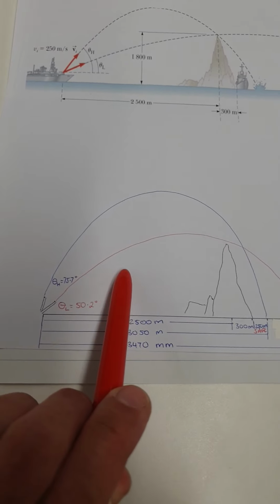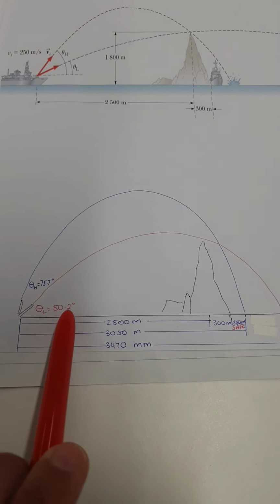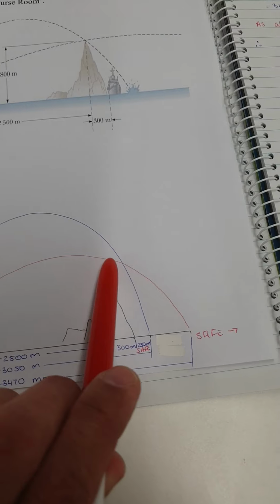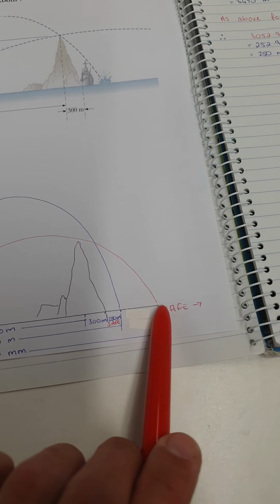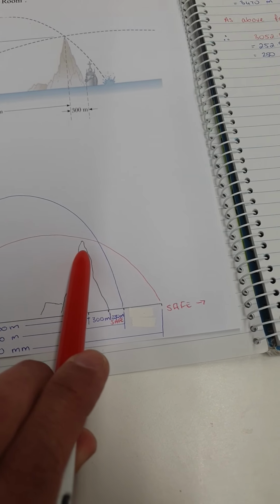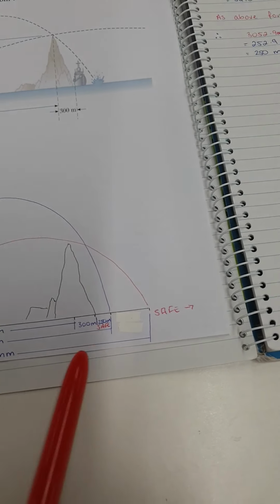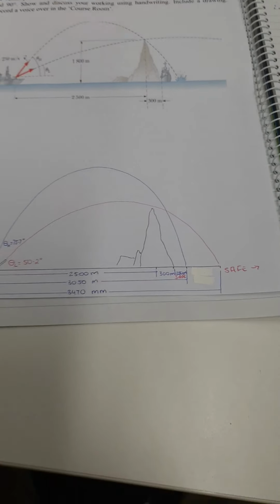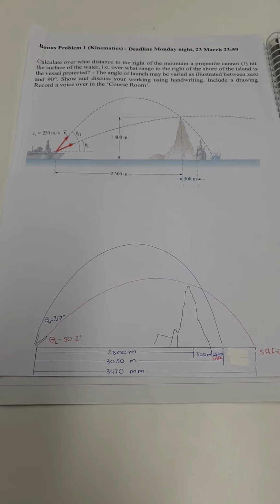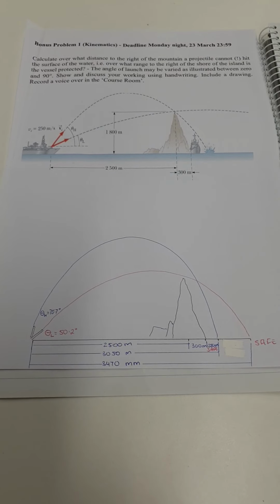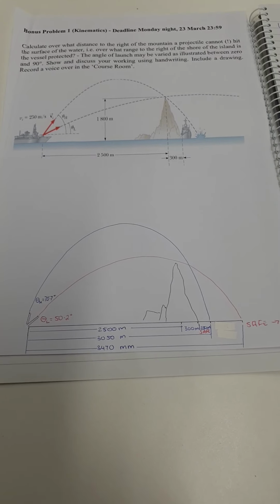Conversely, this red line here, that is our angle of 50.2 degrees. That is the furthest the projectile can land while still clearing the mountain. Anything after that, the ship will be safe. So there we have it, projectile motion, making sure that the ship doesn't get hit by the projectile.